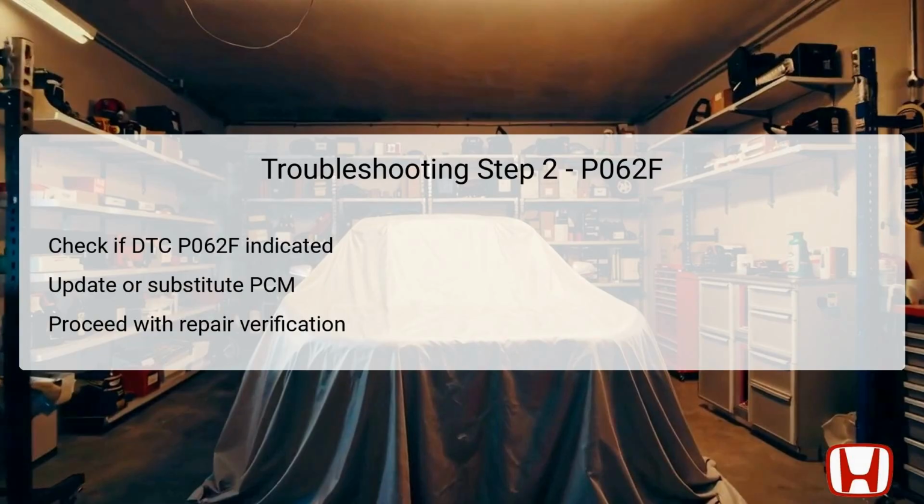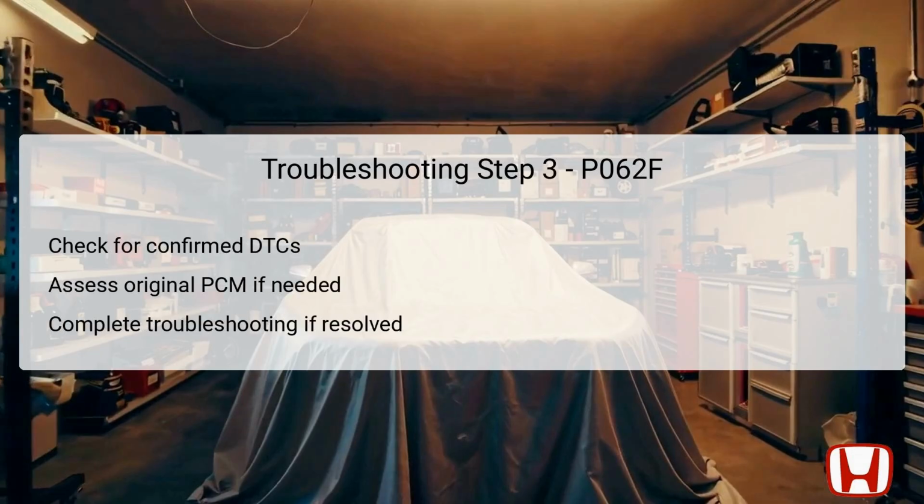The next course of action is to update the PCM if it does not have the latest software. This is crucial because software updates can rectify known bugs that impact the module's operations. Alternatively, a known good PCM can be substituted to see if it resolves the KAM error. Moving forward with repair verification is essential to confirm whether the implemented repair successfully resolved the DTC.